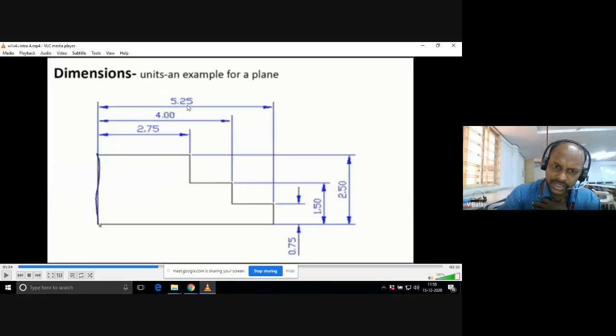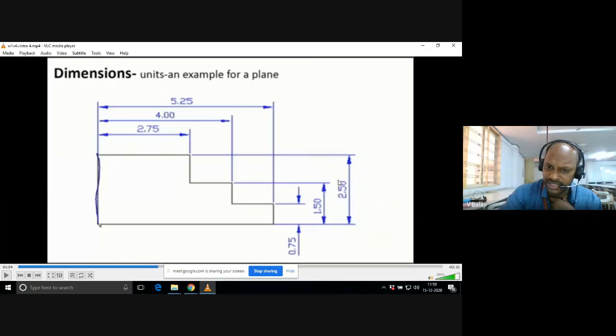So the medium value is 4. That should be in the middle, and the least value should be inside, close to the object. So in this way, you need to draw the dimension values. Similarly, if you want to take the width, from here to here, the width is 2.5.